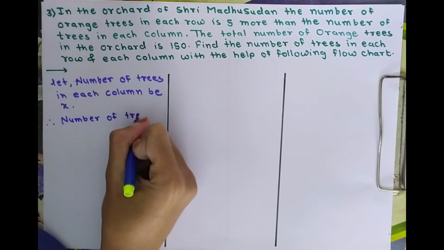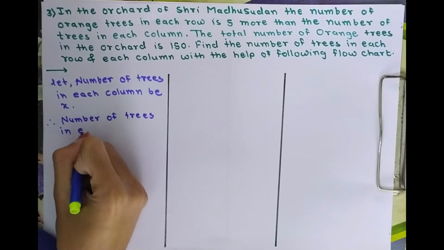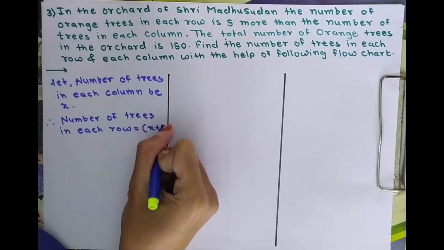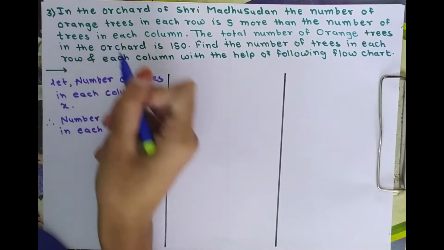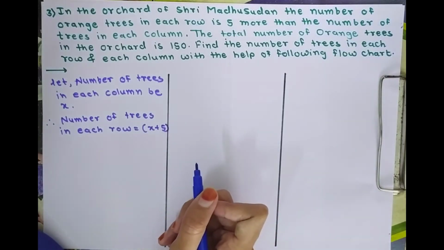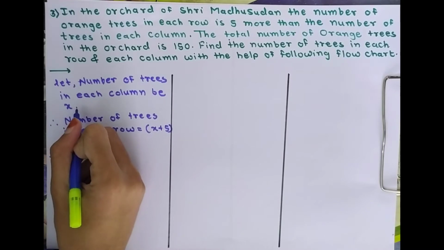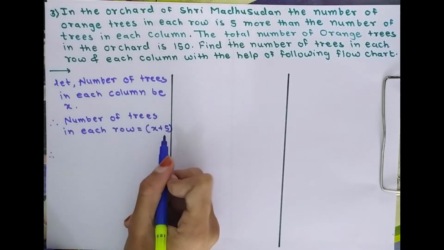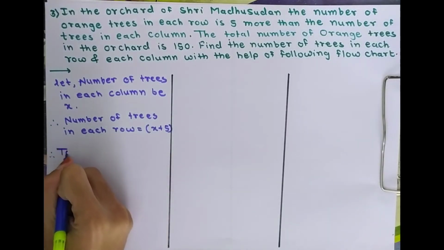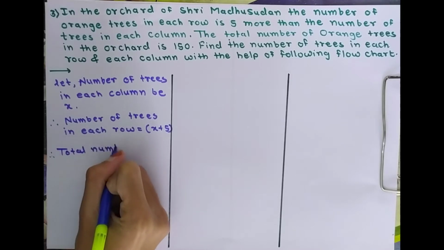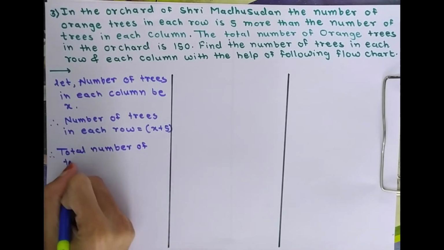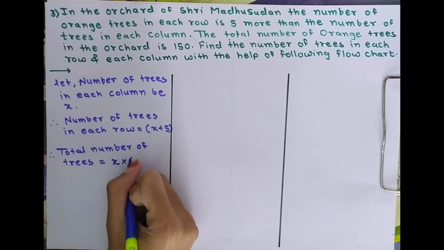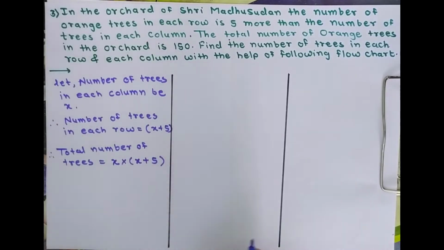So the number of trees in each row is equal to x plus 5, which is 5 more than the number of trees in a column. Now look, in the column it is x. The number of trees in a column is x and the number of trees in a row is x plus 5. So what is the total number of trees? The total number of trees is equal to x and x plus 5, so x multiplied by x plus 5 is the total number of trees.